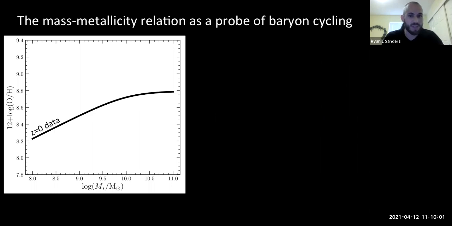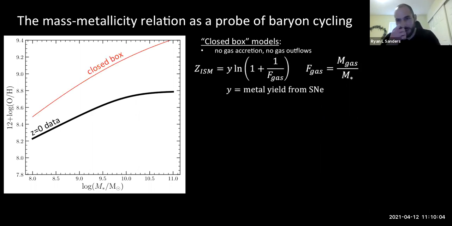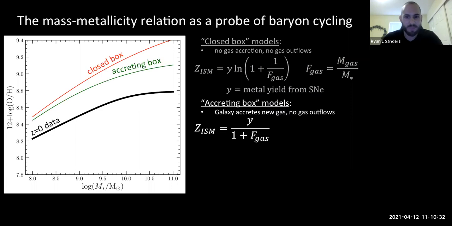And we can basically combine the scaling of metallicity with properties like stellar mass and employ chemical evolution models of galaxies to interpret this. So we can have very simple models like the closed box model, which has no gas accretion and no gas outflows. And so in this case, the metallicity depends on the gas fraction, which is constantly depleted because there's no gas accretion. And this term Y is the metal yield from supernovae for metal production through nucleosynthesis. And these closed box models produce metallicities that are far too high to realistically describe the galaxy population.